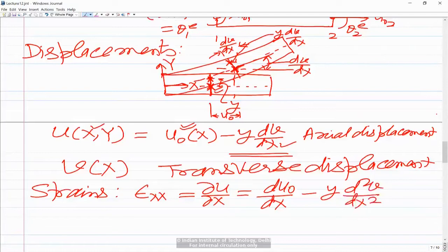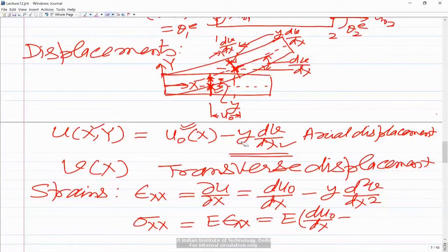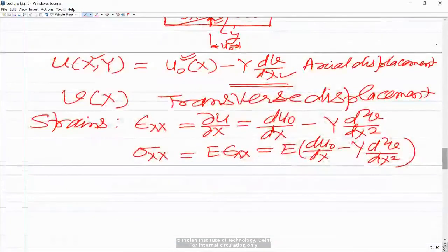So this is what is going to be strain, and the stress sigma xx is going to be E into epsilon xx, so that would be E into du naught by dx minus this y. I'm sorry, let me correct that. Capital Y I'm using. The local y coordinate is capital Y now over here. So this is capital Y minus y into d2v by dx square. So this is the stress, and the only non-zero component of stress is sigma xx.